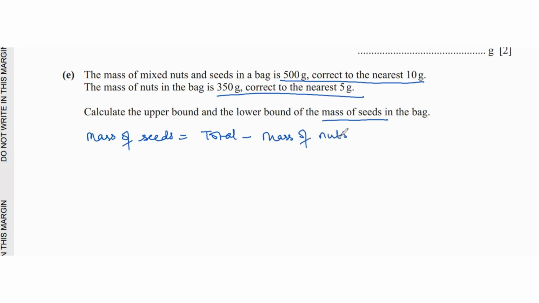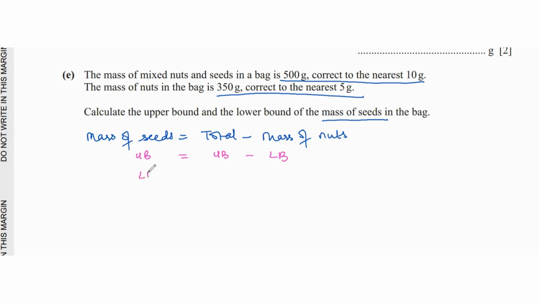So as you can see, we're finding the difference. There's a rule for finding the difference when you're trying to find the upper bound and lower bound. If you're trying to find the upper bound, then you would do upper bound minus lower bound, because you're trying to find the maximum value. The maximum value cannot be found if we subtract both the maximum values. The maximum value can only be found if we subtract the minimum value from the maximum value.